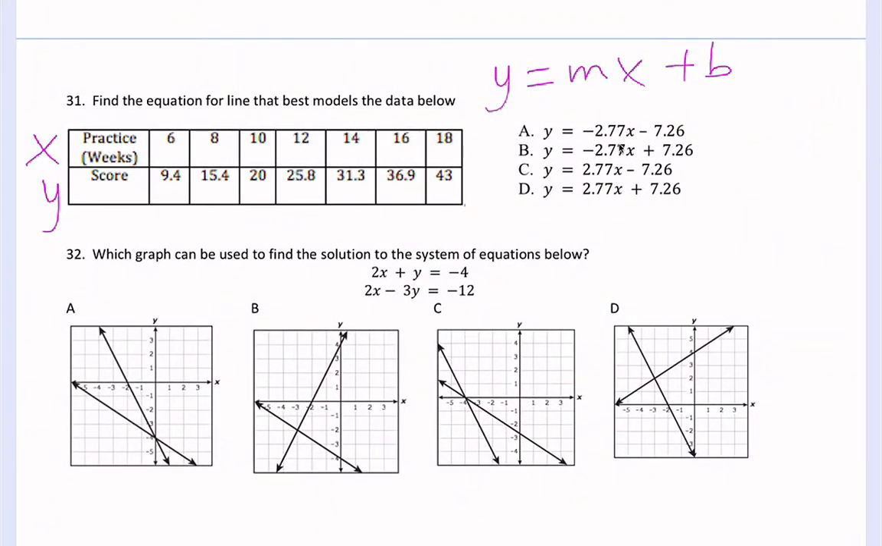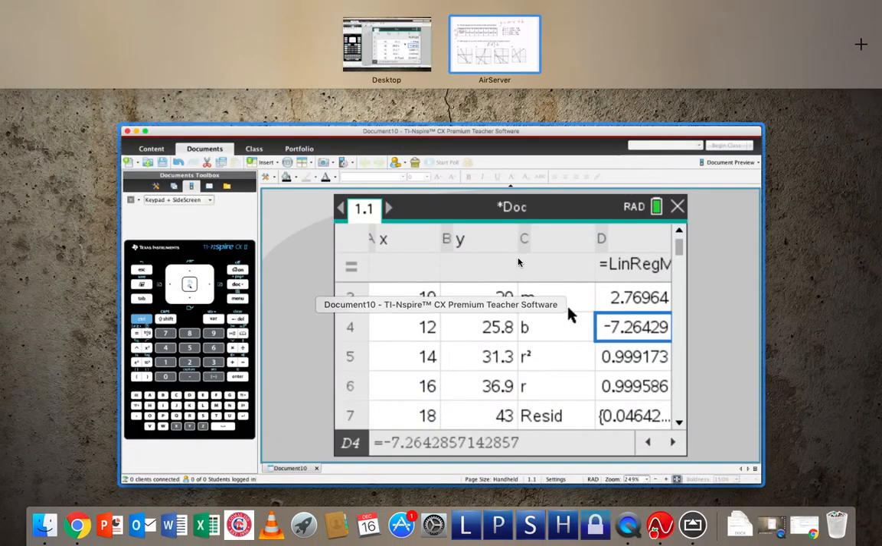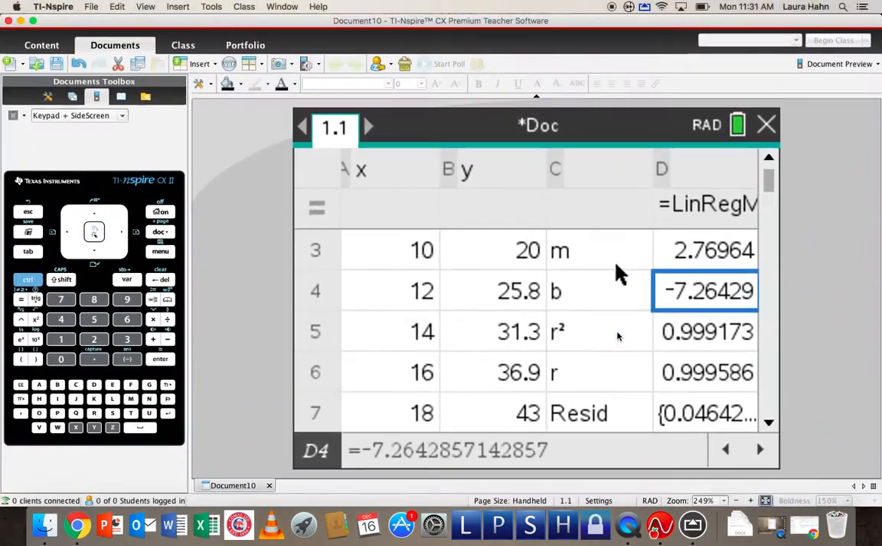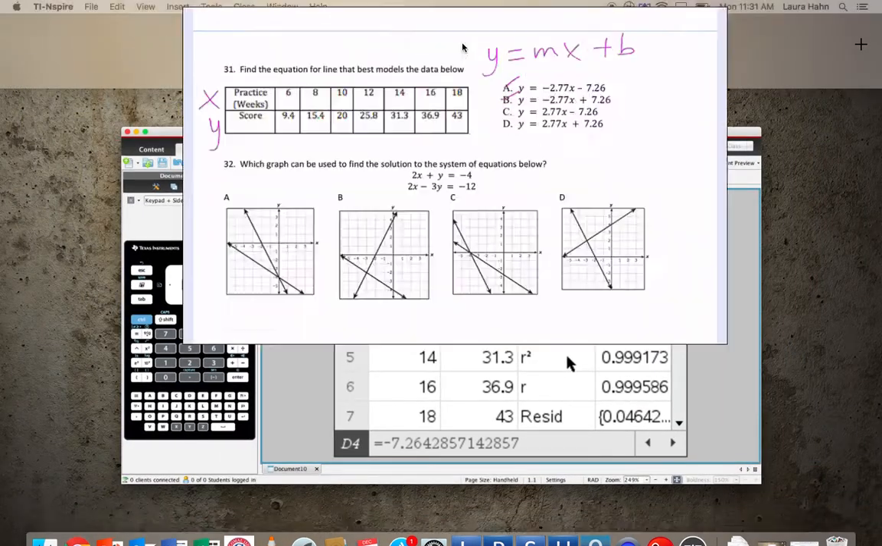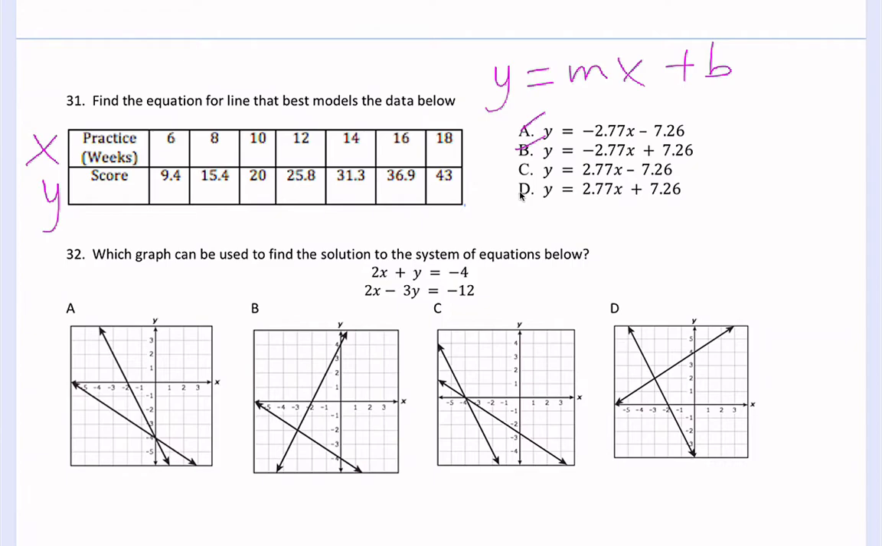So I know it can't be A or B. And we know our b, our y-intercept, is a negative 7.26-ish. Negative 7 point. So I know it can't be D because that shows a positive y-intercept. So my answer is C.